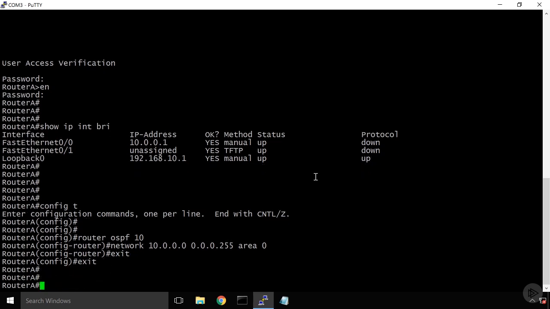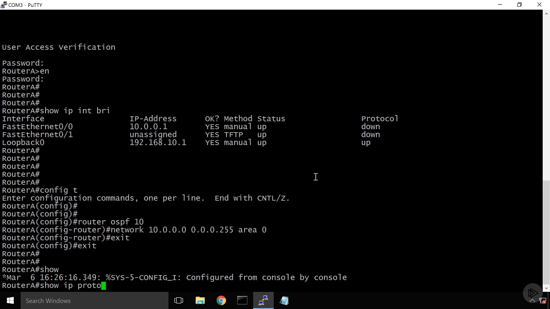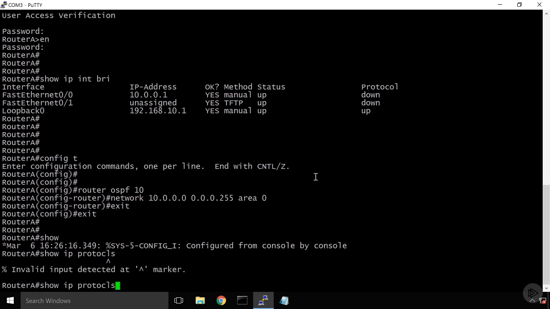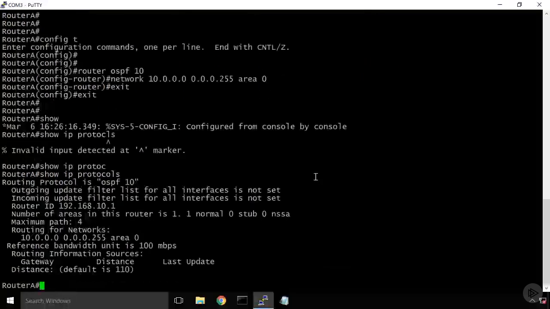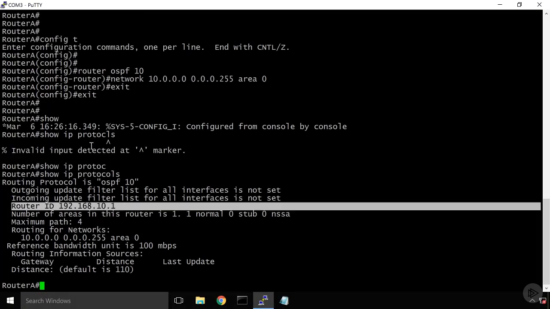Once I do that, if I issue the command show IP protocols, it is going to show me what OSPF has chosen for its router ID. So right here, it's chosen the IP address on our loopback interface of 192.168.10.1. OSPF is now enabled on router A. Let's go to router B and do the same thing.